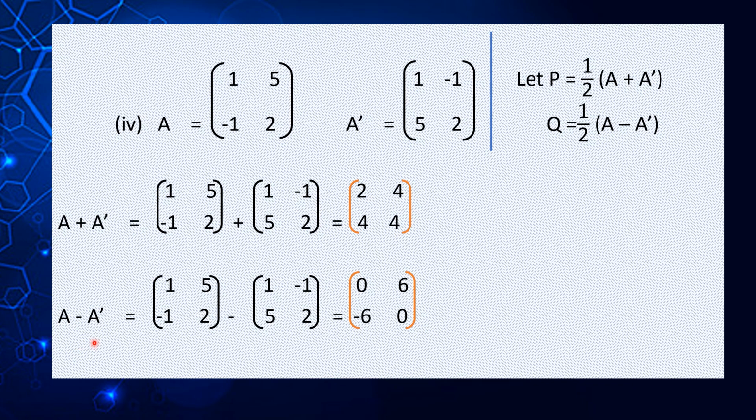A minus A transpose now is equal to [1, 5; minus 1, 2] minus [1, minus 1; 5, 2]. 1 minus 1 is 0. 5 minus of minus 1 would be 6. Minus 1 minus 5 would be minus 6. 2 minus 2 would be 0. So this is A minus A transpose.